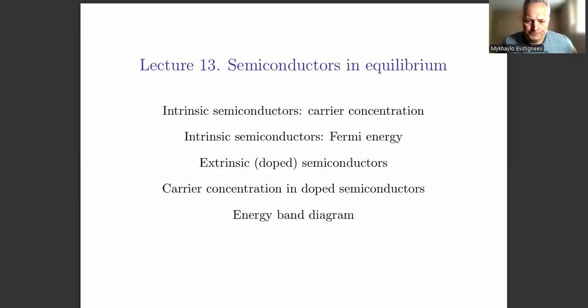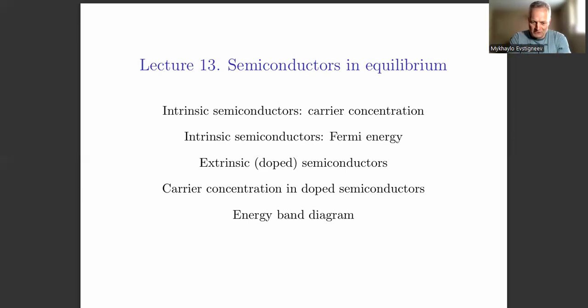Hello, everybody. In the previous lecture, we have derived two very important formulas that relate the concentrations of electrons and holes to the effective densities of states in the conduction and the valence band, and the probabilities for a particular state to be either occupied for electrons or empty for holes. Those two formulas involved one unknown parameter, the Fermi energy. Without knowing the Fermi energy, these formulas are pretty useless.